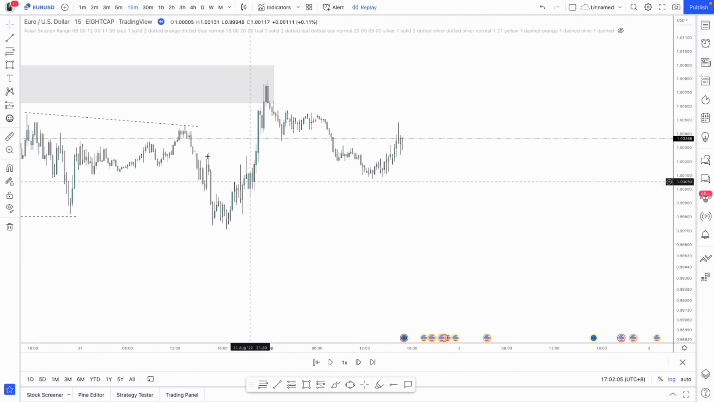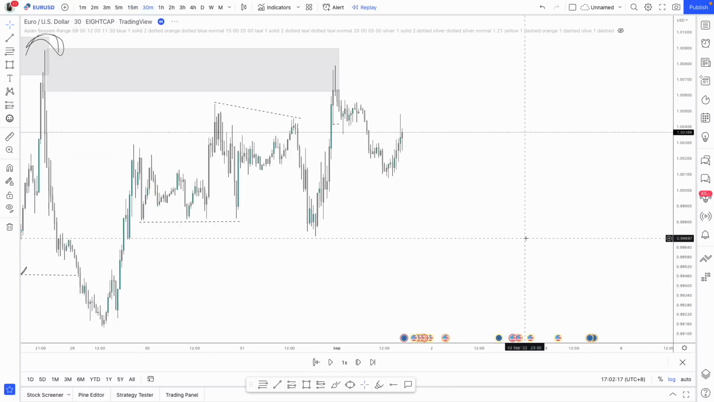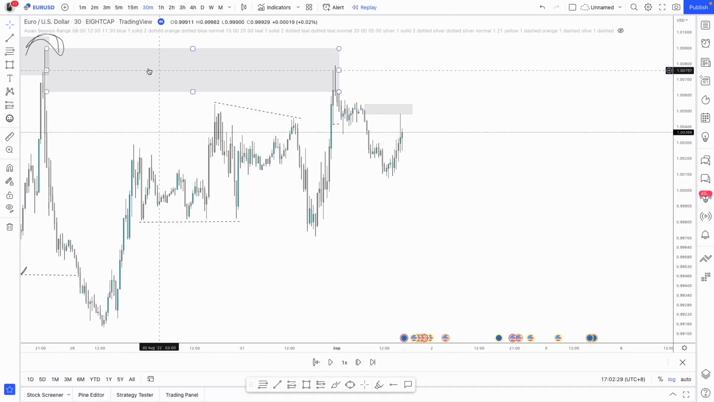We can see now a change of character, a shift from demand to supply. Demand coming in, supply coming out, more supply than demand, more sellers than buyers, more sell orders than buy orders, which means only one thing: price is going down. We leave behind a very, very nice order block right here on the 30-minute time frame, which is again an internal break of structure point, right?